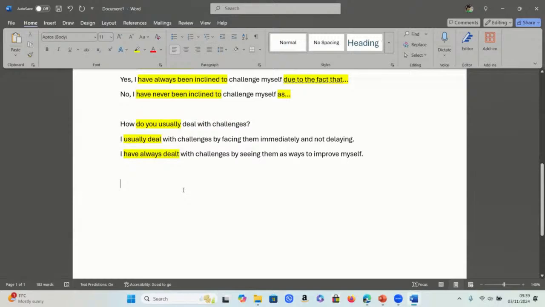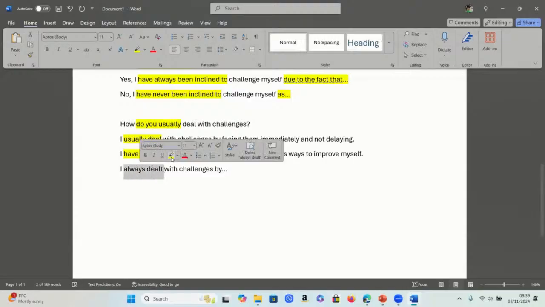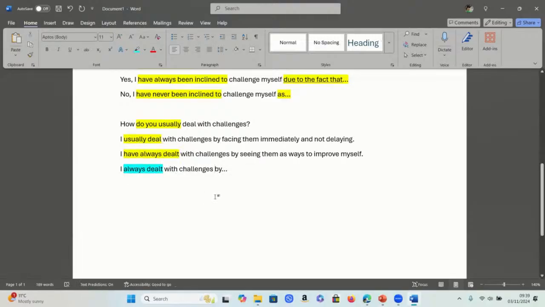So the question is, how do you usually deal with challenges? You can answer with present. It doesn't need to be present simple. But for example, if you said a past tense answer, this would be wrong. Why? Because it's past simple, but it wasn't a past question. If you answer in the wrong time, then that's the mistake.